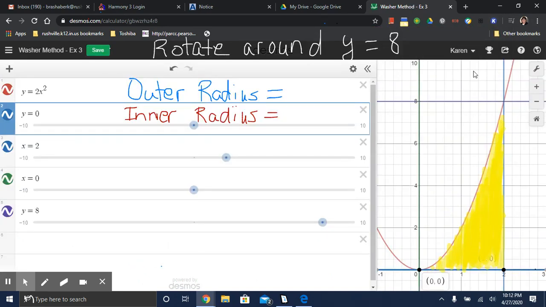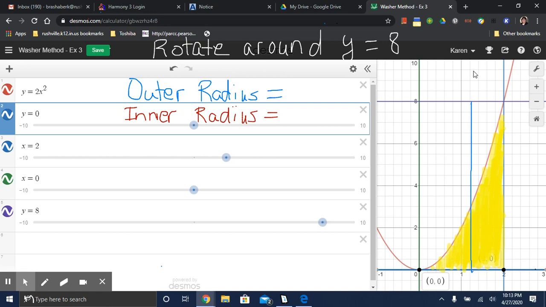I want to show you a third example where we take a region and rotate it around a horizontal axis that is not the x-axis. So this time we'll take the shaded region you see here and rotate it around the horizontal line y equals 8. So as we think about the outer radius that is created, we want to be sure that you're understanding we draw that line from the axis of revolution all the way through the region.